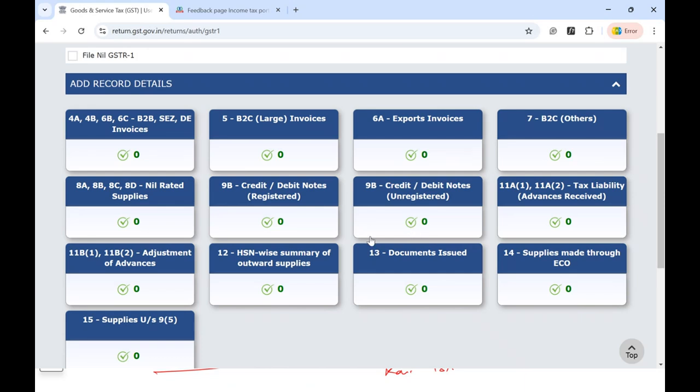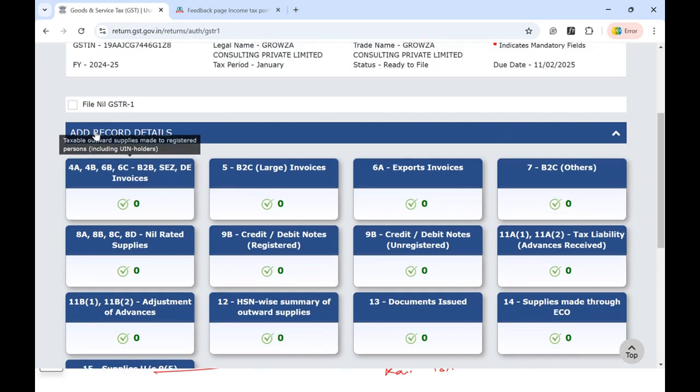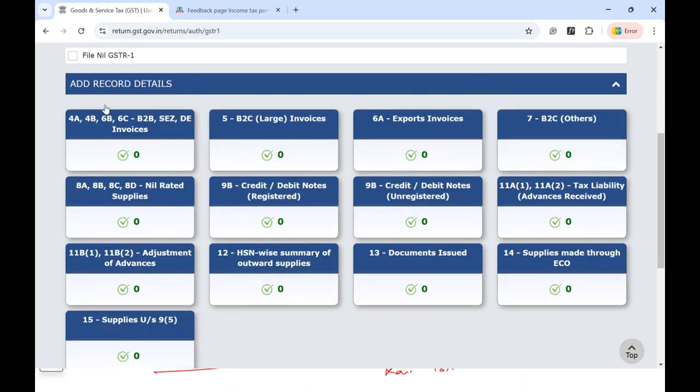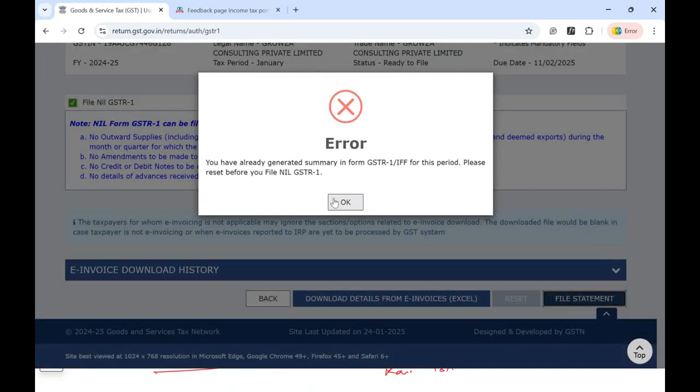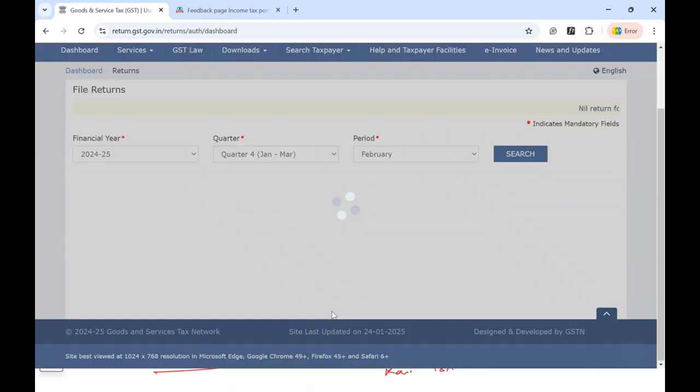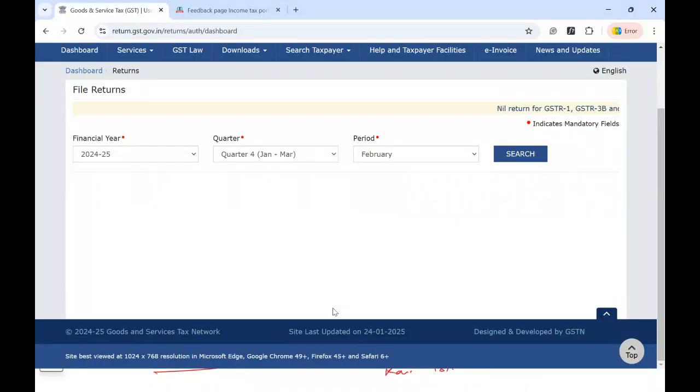How to file a nil return? You are not supposed to go through all this. Just click over here. Look at the top left, file nil GSTR1. You just click over here and then file statement. That's all. You can file, verify yourself, and then your return would be considered as filed.